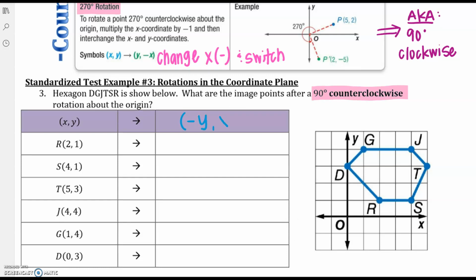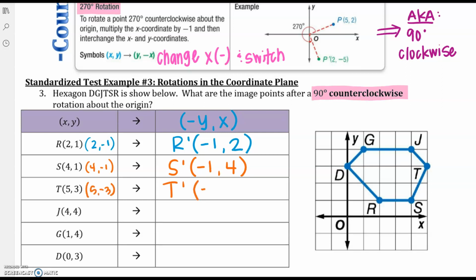So it becomes negative Y, X. So when I do this, I like to change my Y first. So it'd be 2, negative 1. And then I'm going to flip-flop them. So R prime now becomes negative 1, 2. I just like to do a little step before. That way I don't have to think about doing 2 steps in one. So S prime, after I've changed my Y, I'm going to flip-flop them. -1, 4. T prime, again, change my Y. And then flip them. So -3, 5.